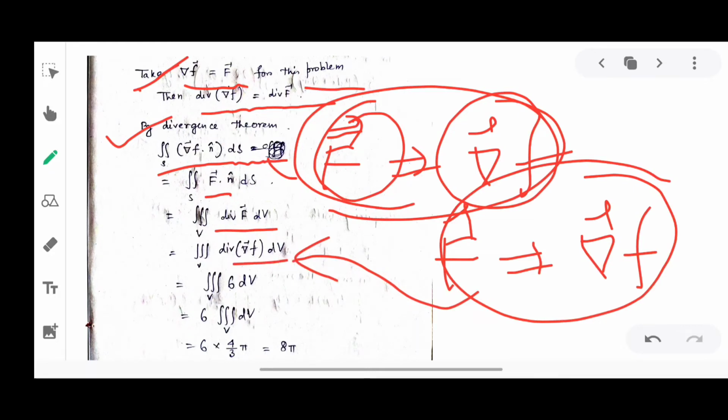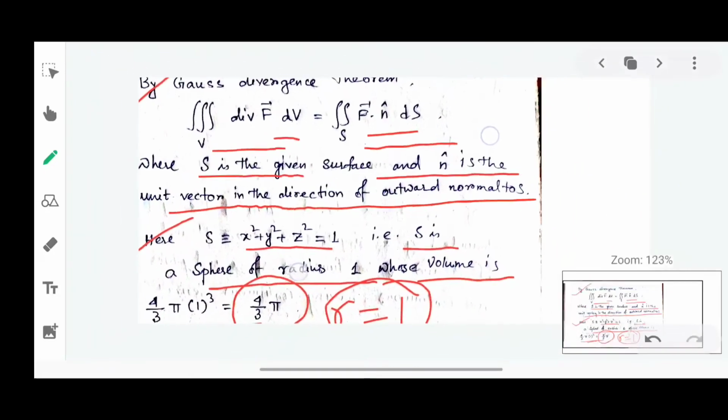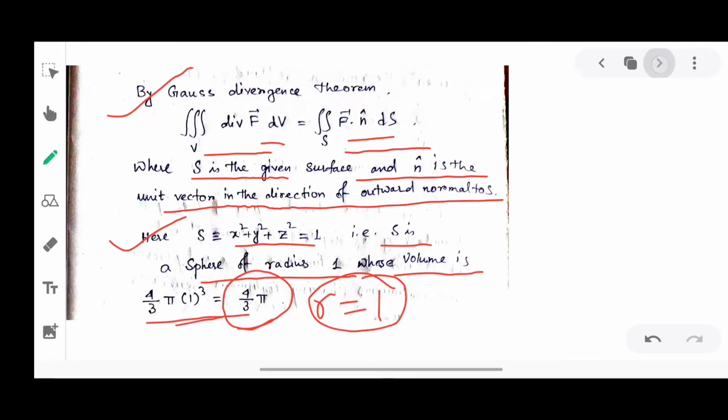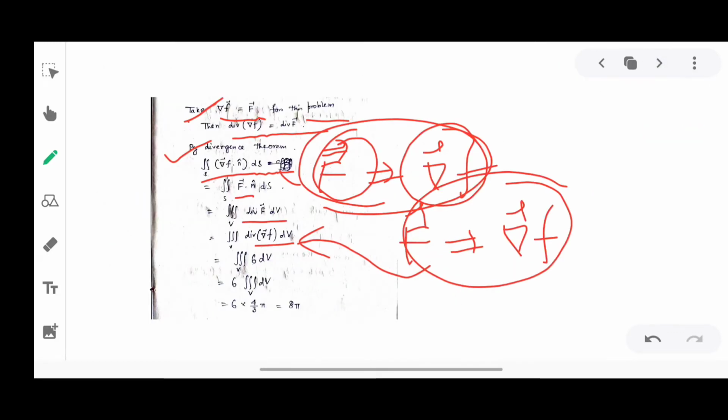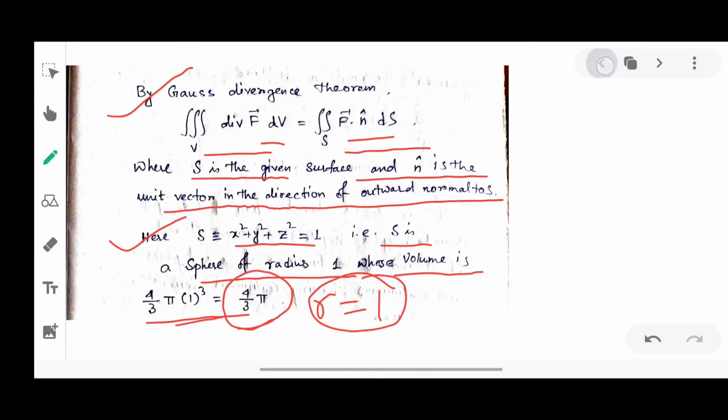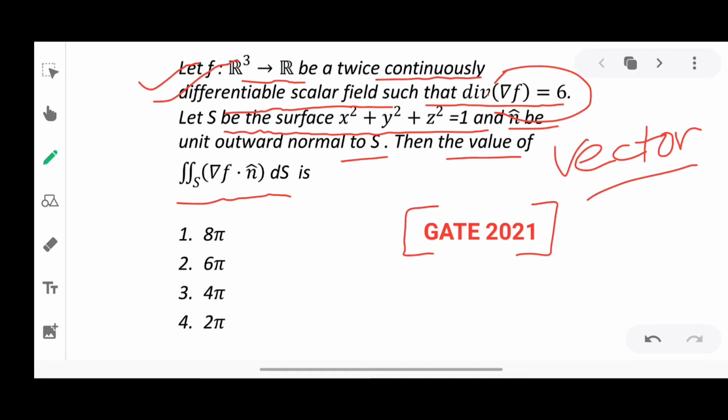the integral of div grad f dV. It is given that div grad f is equal to 6, so this is equal to 6 times the integral over dV. Now dV means the volume of the sphere, which is equal to 4/3 pi. Now this gives 8 pi. So the vector integral is equal to 8 pi. So option 1 is the correct answer.